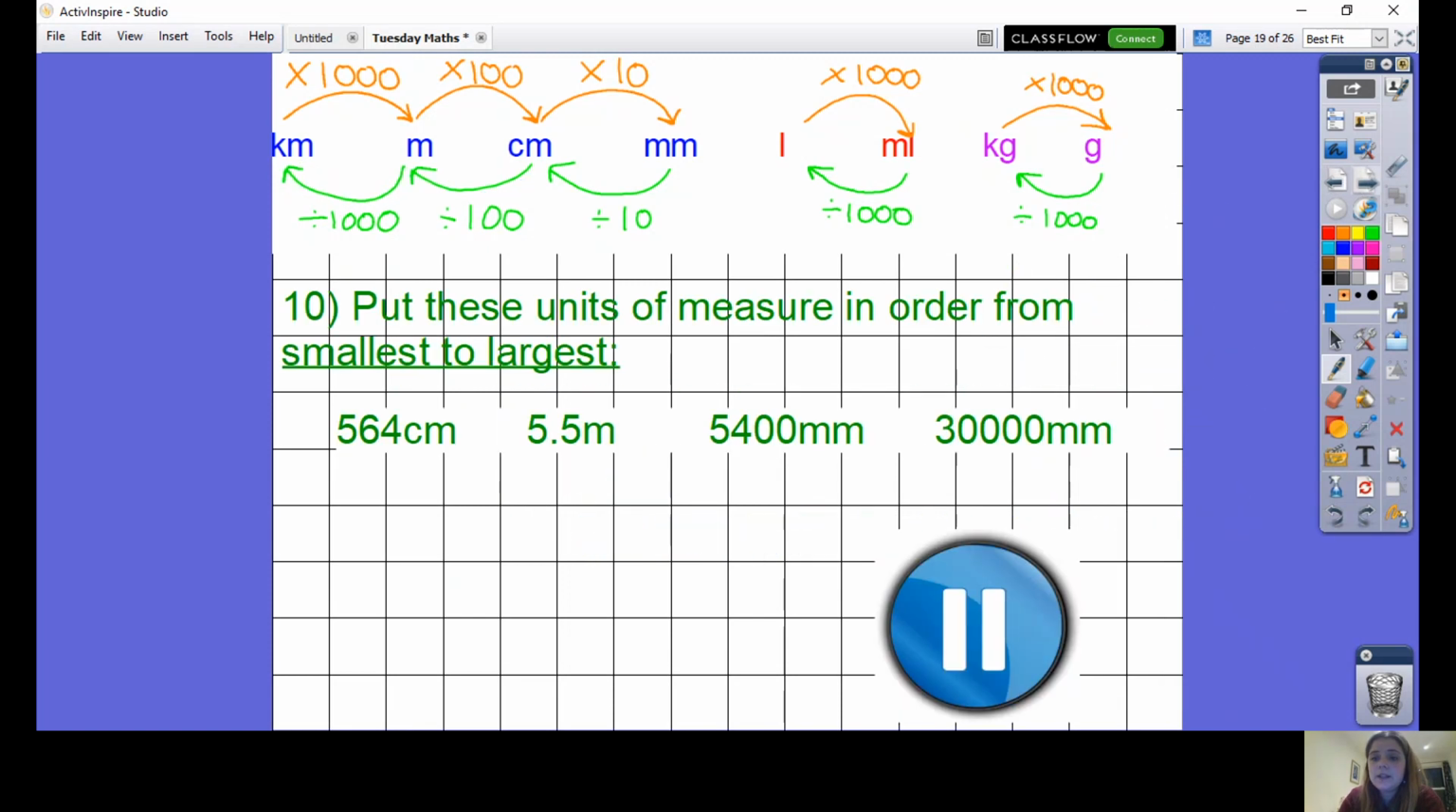Okay, the next question, you're going to put these units of measure in order from smallest to largest. You can see you've got 3 different units of measure.